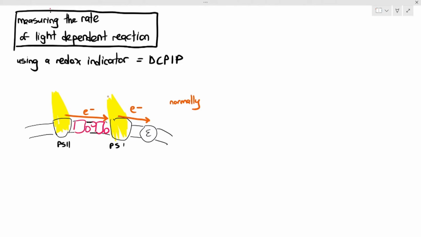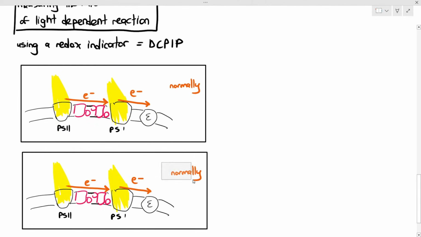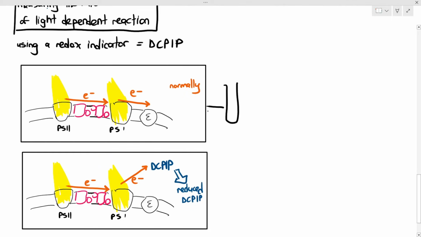But we want a slightly different way to measure light-dependent reaction. You can use DCPIP or methylene blue, where as light hits photosystem 2 and photosystem 1, the electrons are moving in a non-cyclical manner. But look at that electron right there. That electron, instead of reaching the enzyme, will veer off and get accepted by the DCPIP. And when the DCPIP accepts the electron, guess what happens? It becomes reduced DCPIP, where it turns from blue to colorless.